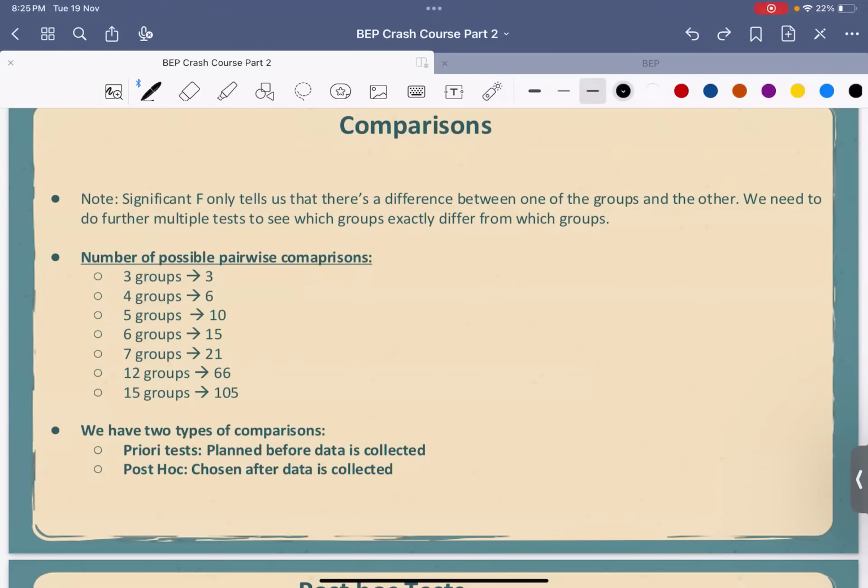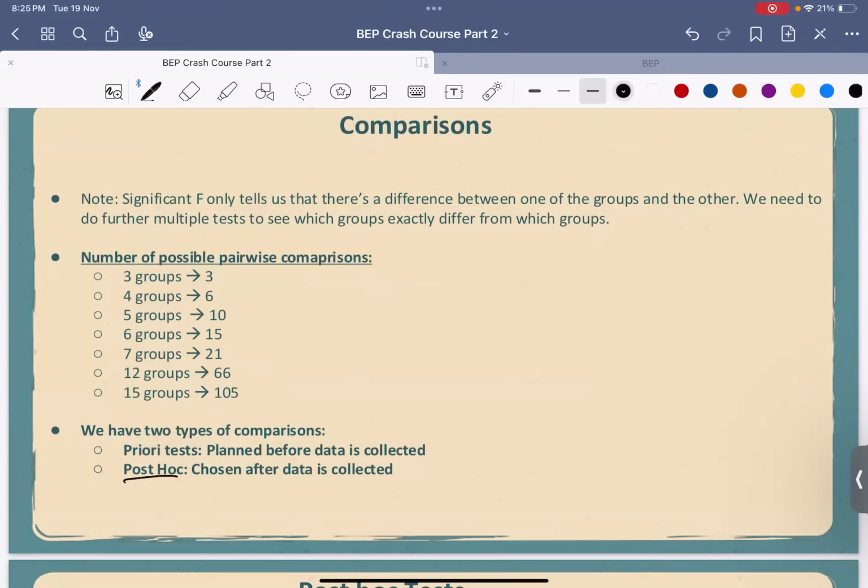Okay, so we have a priori tests, and from the word priori, prior means planned before the data is collected. So let's say I have A, B, and C: treatment B, treatment C, and A is placebo. Before we collect the data, we say that after we finish, we are planning this test to compare group A and B, for example. So this is called a priori test. We said we were planning to compare these two.